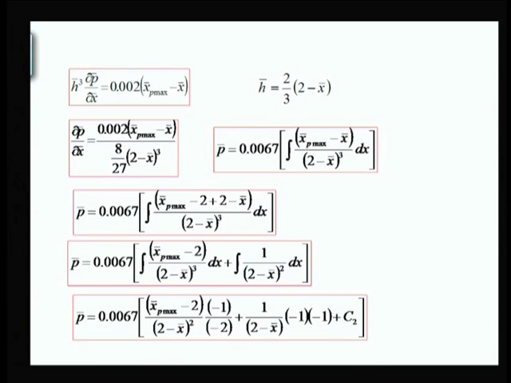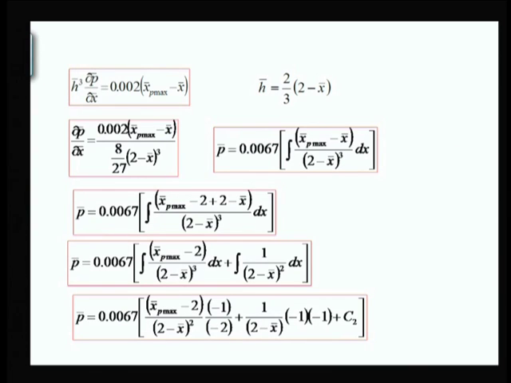If we do the integration for the first term, this is a constant term, x bar p max minus 2, while the integration of this will be (2 minus x bar) to the power 2. This is minus 2 here, and this is the negative x bar, so it will be negative: minus 2 and minus 1. Coming to the integration of the second term, this is 2 minus x, this will give power minus 1, and x is also negative, so it will be minus 1 plus an integration constant, which we need to determine later.